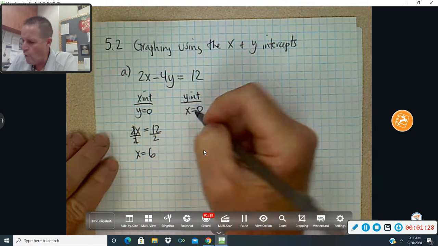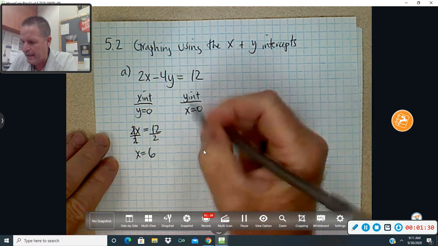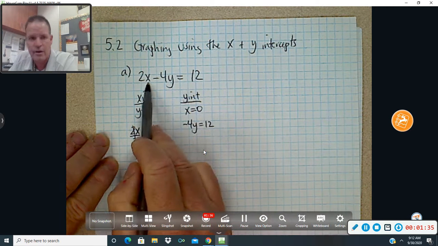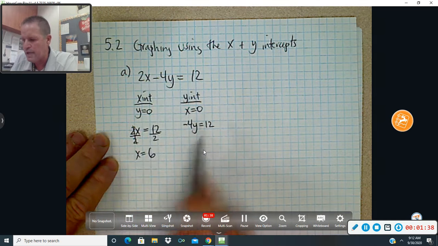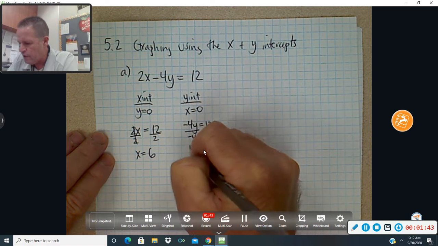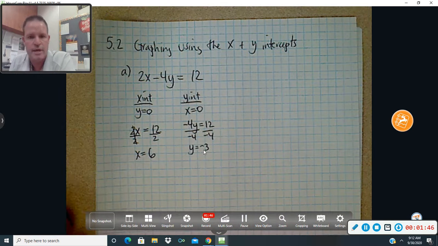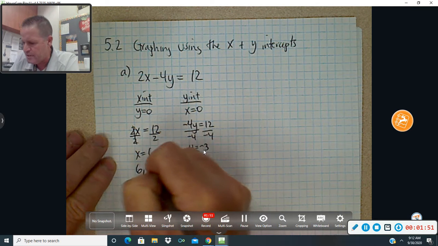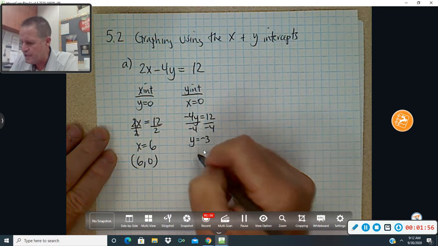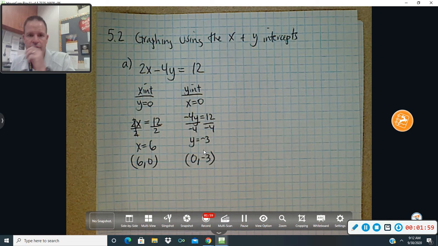Now to get your y-intercept, I put 0 in for x, so I have negative 4y equals 12. Because again, 2 times 0 is 0, so that part's gone. And I just am left with negative 4y equals 12. Divide each side by negative 4, and you're going to have y equals negative 3. Okay, so your x-intercept is going to be (6, 0), x, y. And then your y-intercept is going to be (0, negative 3). That'll be your y-intercept. Okay? So we've got our x-intercept and our y-intercept.